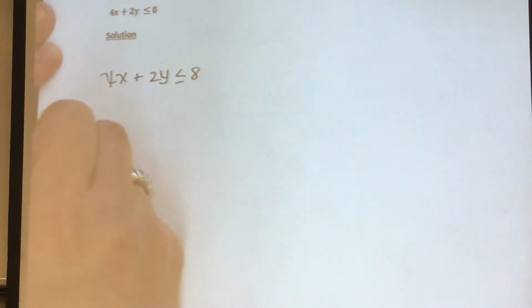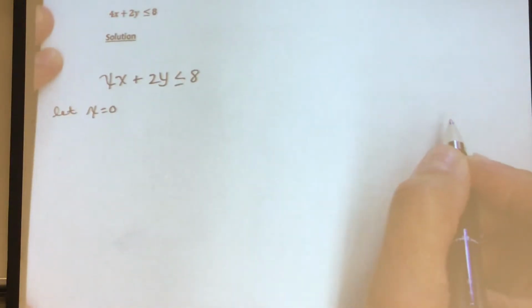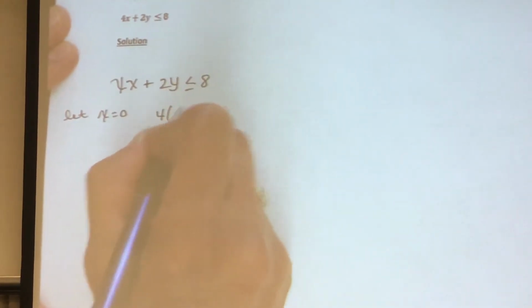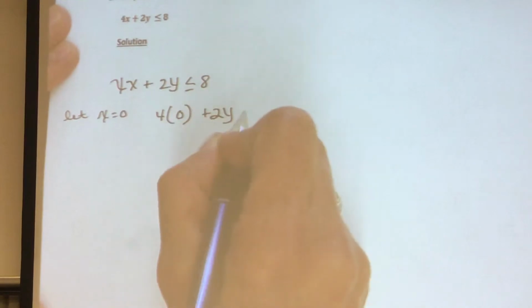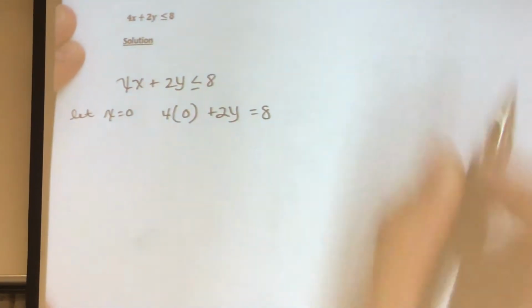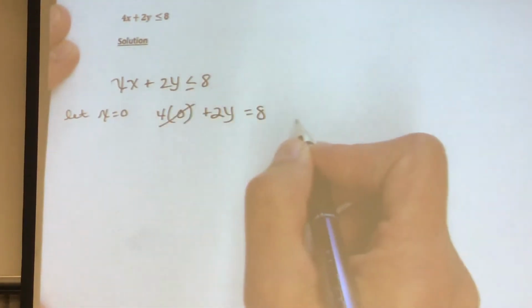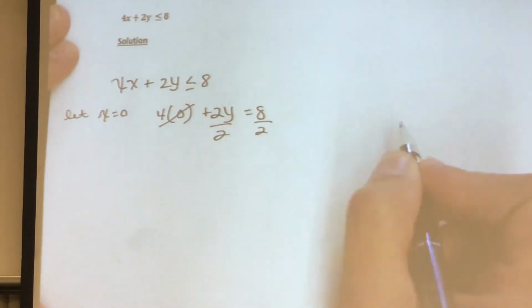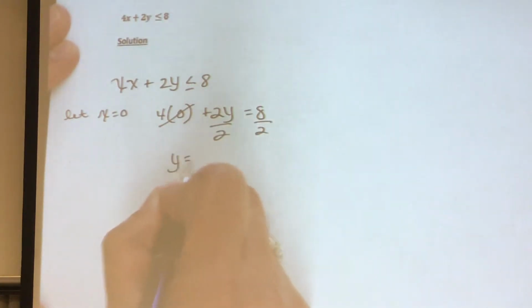So for 4x plus 2y is less than or equal to 8, I'm going to use the intercept method here, which means I'm going to let x equal 0 and solve for y, and then I'm going to let y equal 0 and solve for x. So 4 times 0 plus 2y is equal to 8. I'm just going to put an equal sign here. So this is gone. So divide both sides by 2. I have y is equal to 4.